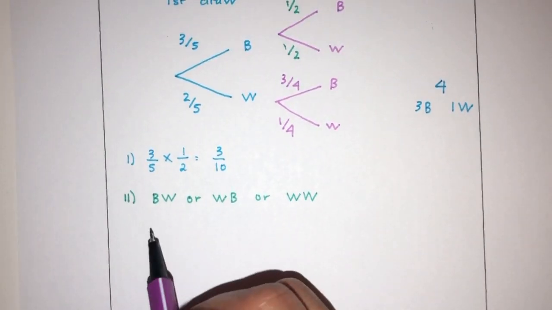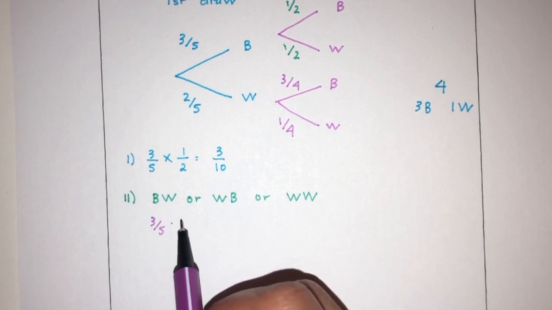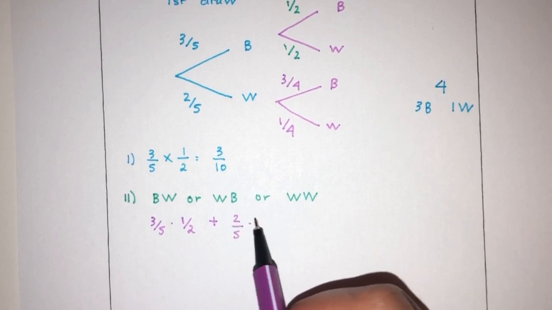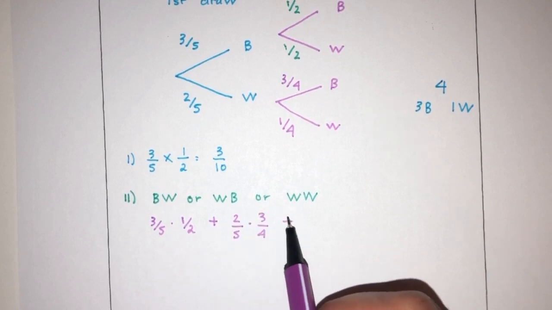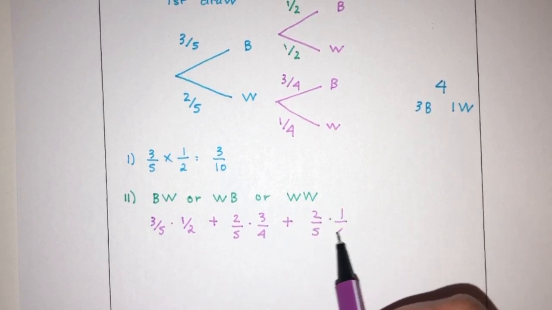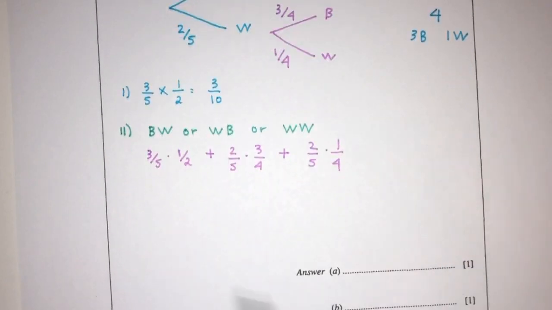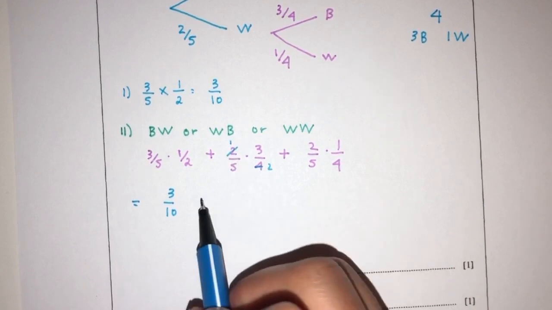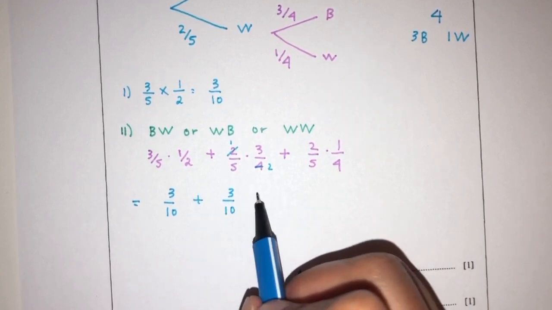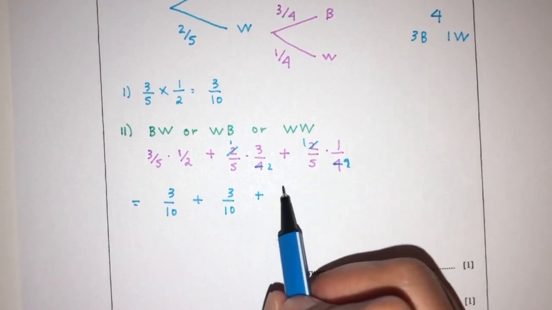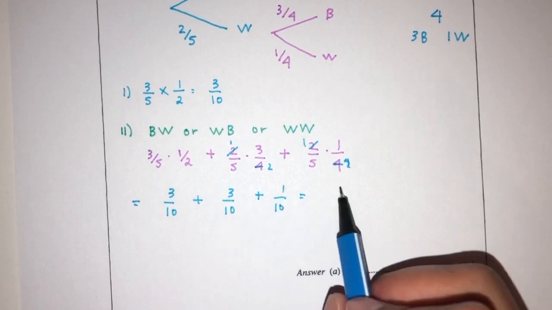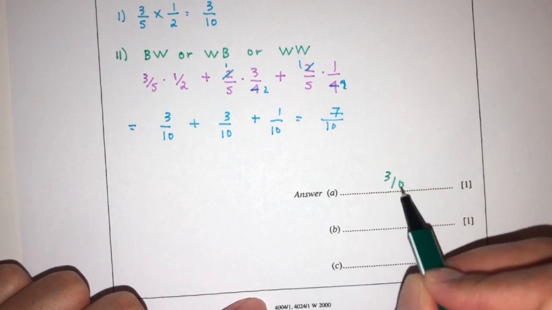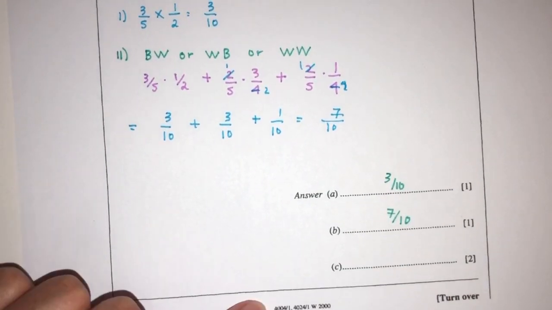So let's see. Black and white, that will be 3/5 multiplied by half. Or is plus. White, 2/5 times black is 3/4. Or is plus, 2/5 times 1/4. That will be 3/10 plus 3/10 plus 1/10, that will be 7/10 as your answer. So let's write down here. We have 3/10, 7/10, and finally, part 3.